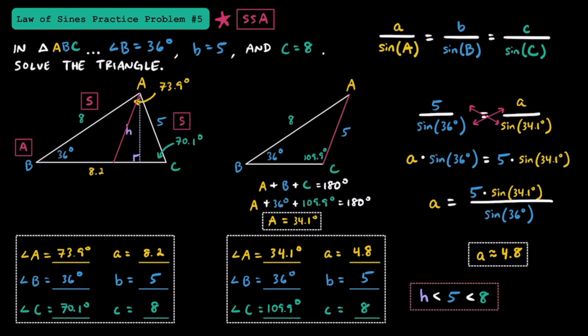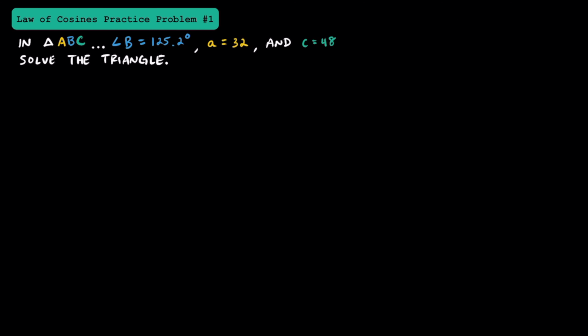When you realize that that last side length that's opposite of the angle could hinge back and forth, you know that you can draw 2 triangles and you have to solve for both of them. Now that we've practiced using the law of sines, let's practice using the law of cosines. In triangle ABC, angle B is 125.2 degrees, side A is 32, and side C is 48. Let's solve the triangle. As usual, let's start by drawing a triangle.